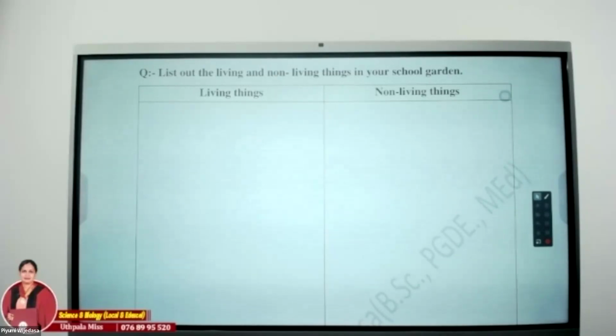Excuse me, teacher. Yes? In each column, how many do we need to write? As much as you can, according to the space available and the things that you can remember.